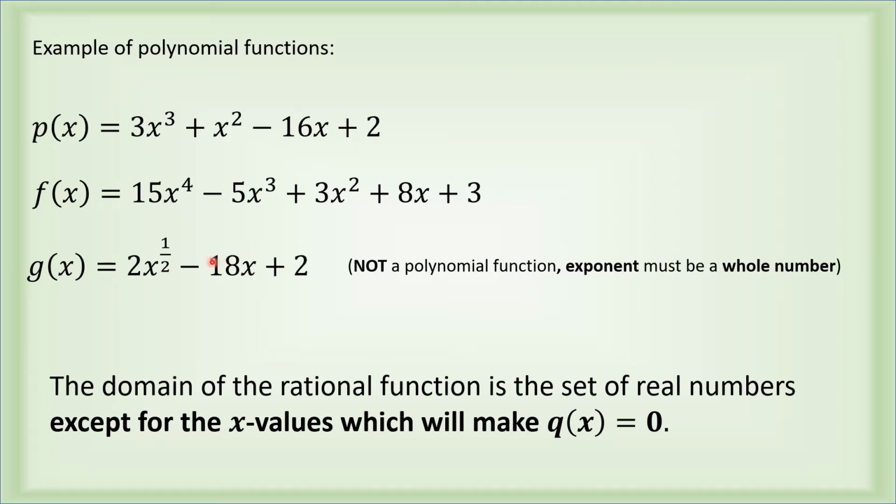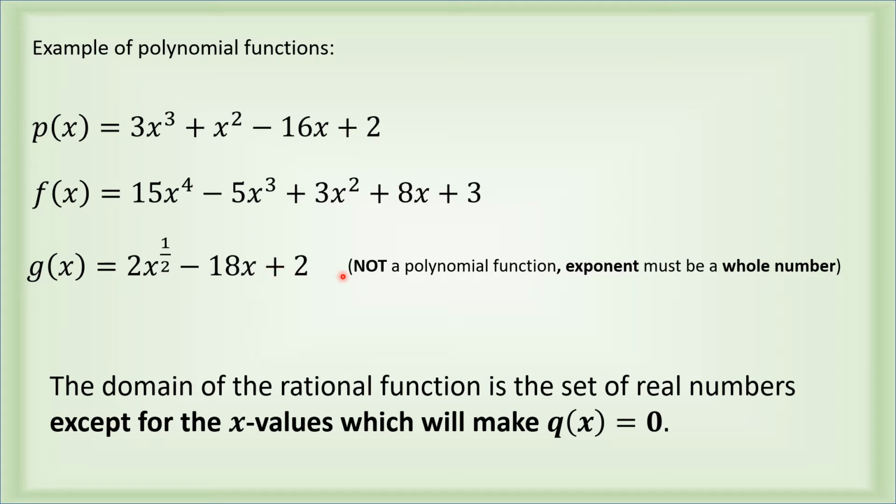Okay, so let us check. So the exponent here is positive 4, the exponent is positive 3, and the exponent here is positive 2 and positive 1. So therefore, f of x is an example of polynomial functions. Okay, so how about g of x? So g of x equals 2x exponent of 1 half minus 18x plus 2.